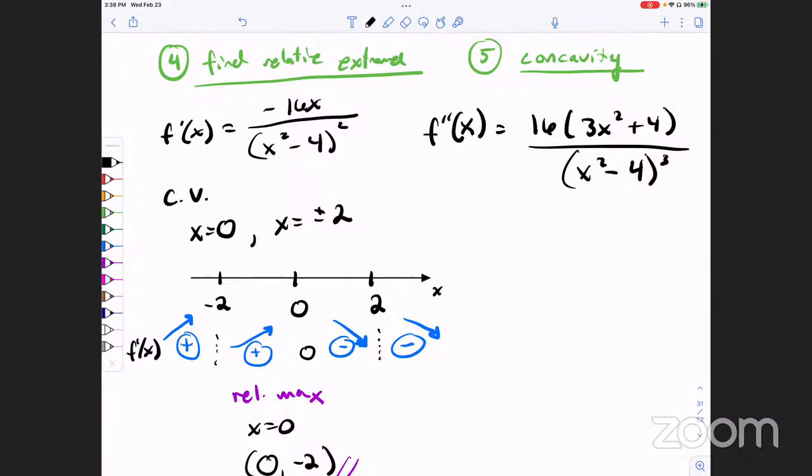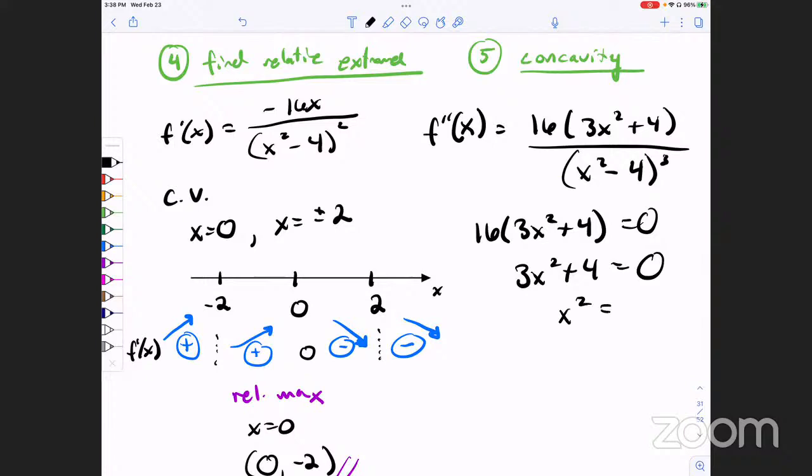So points of concavity change, those are going to occur when the second derivative is either 0 or undefined. So this can be 0 if we set the numerator to 0 and solve. Here, let's do that. We got this 16 times 3x squared plus 4. If we set it at 0, we divide both sides by 16, we get this. 4 divided by 3, we get x squared equals -4 by 3. So there's no x that's going to make that 0, right? Let's see if there's an x that makes the denominator 0.